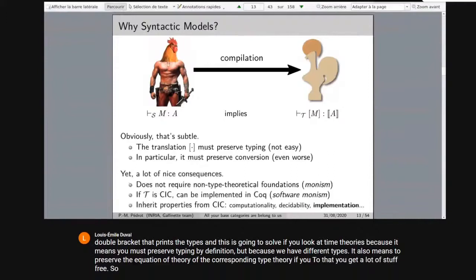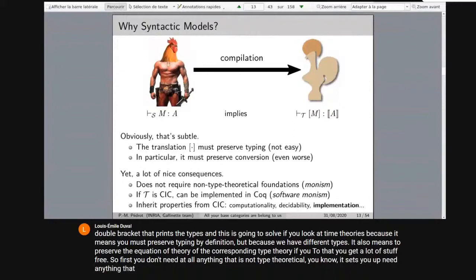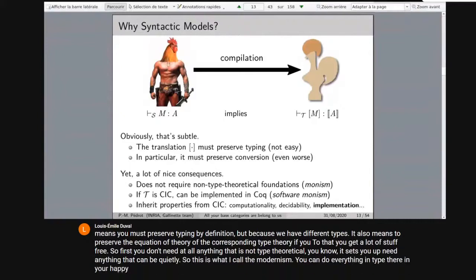So first, you don't need anything that is not type theoretical. You don't need sets, you don't need anything. The meta theory can be quite weak. So this is what I call monism. You can do everything in type theory and you're happy if you like type theory.